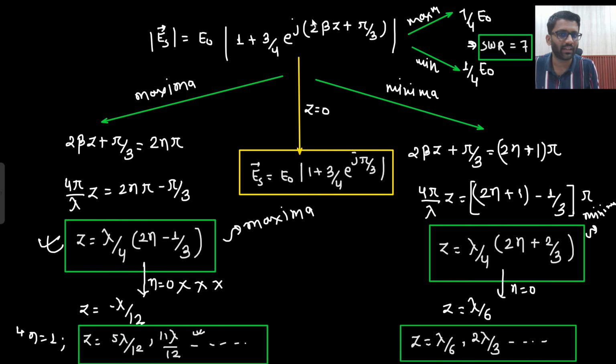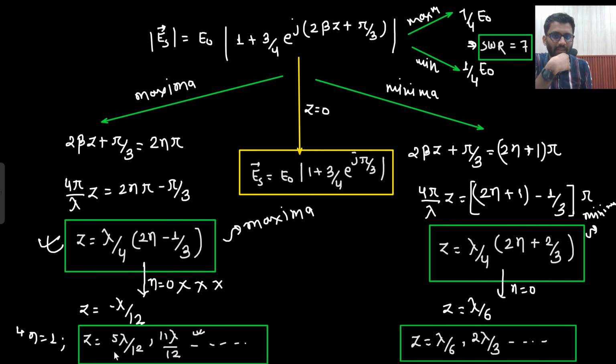Once you get this expression, you just put it equal to 2n pi. You get to know which one will be accepted, which one will not be accepted. In that manner, you can do your analysis. And once you know the first maxima, you can always calculate the first minima. You can always calculate your other minimas as well.